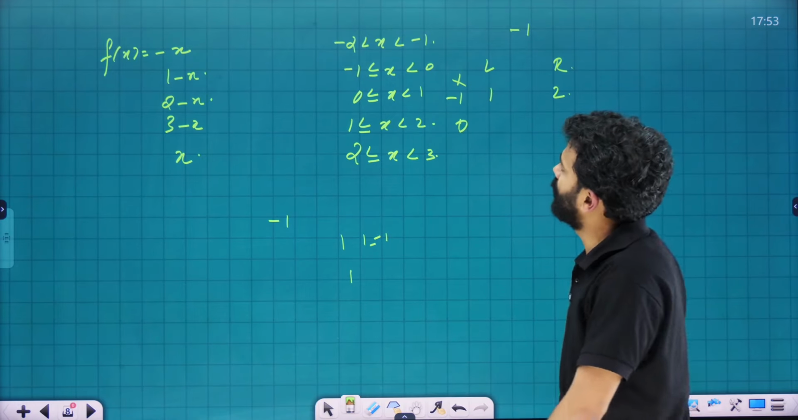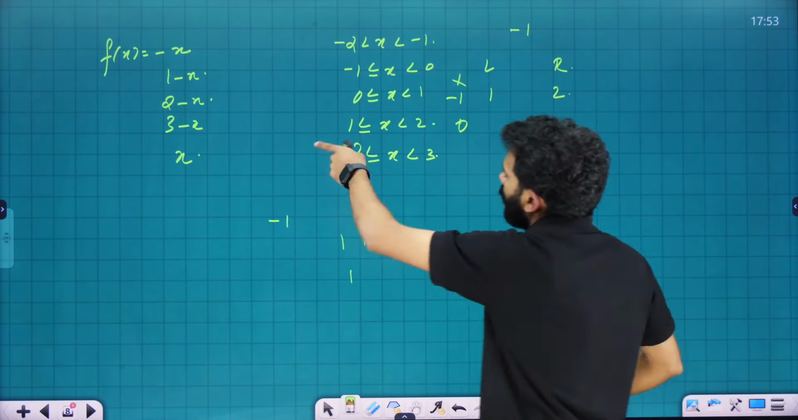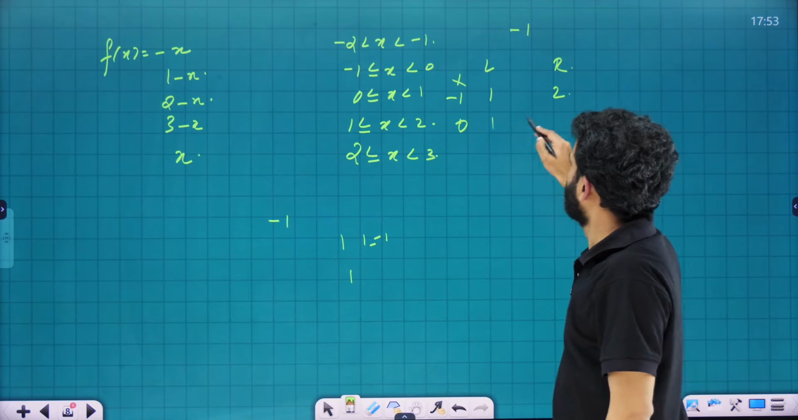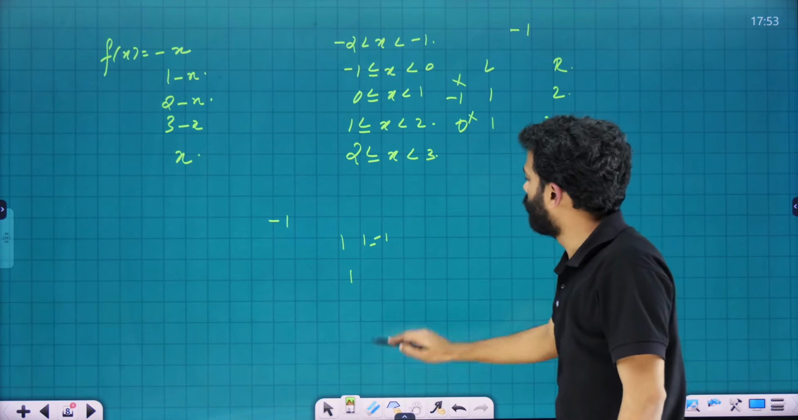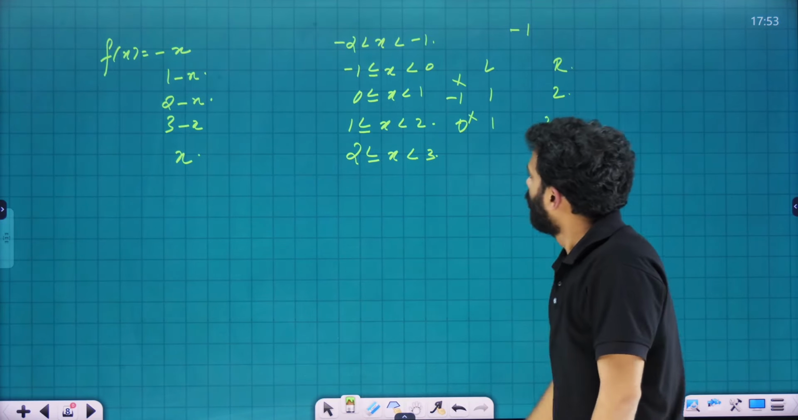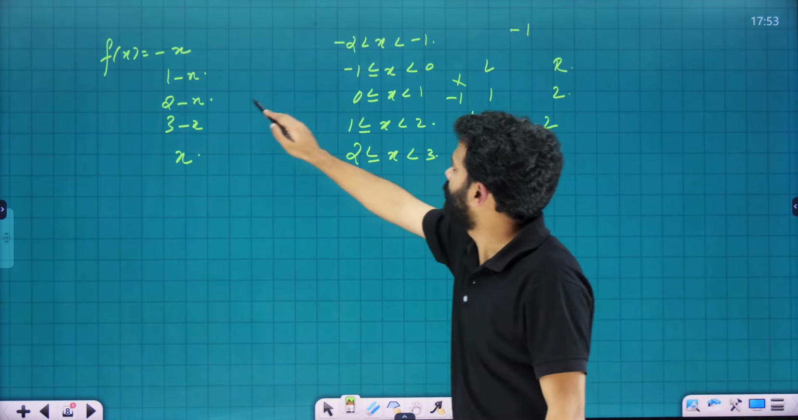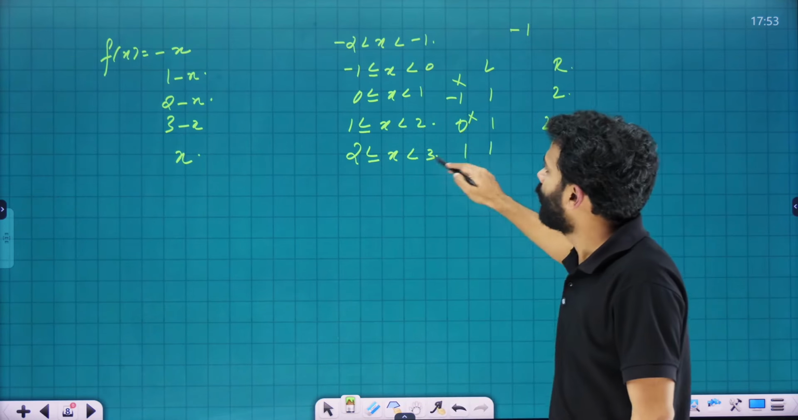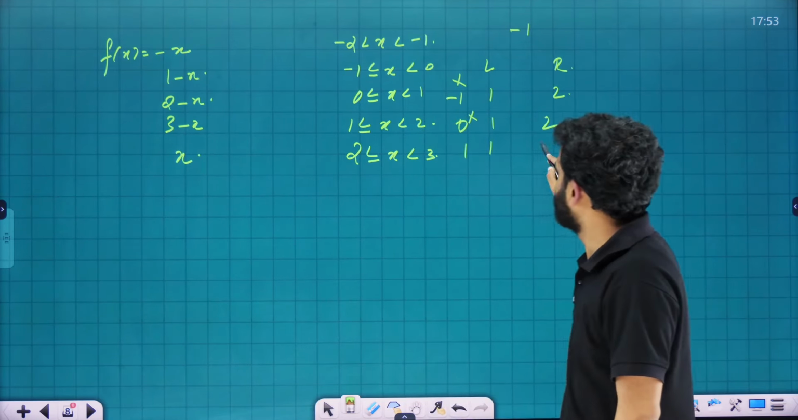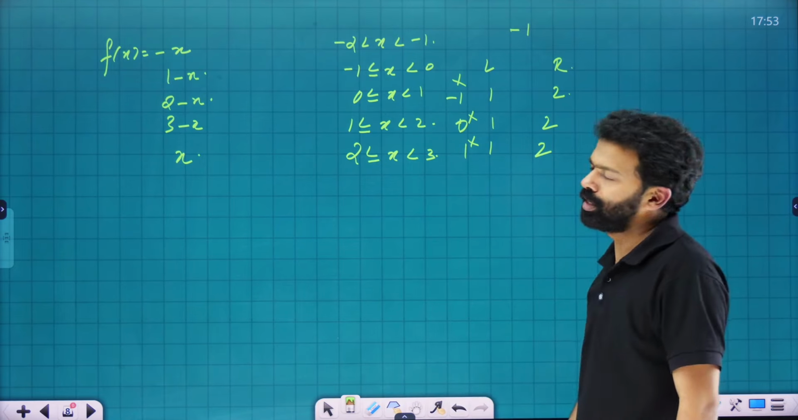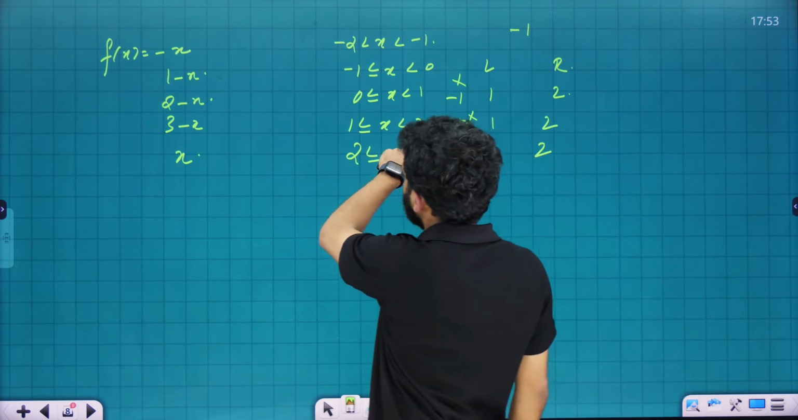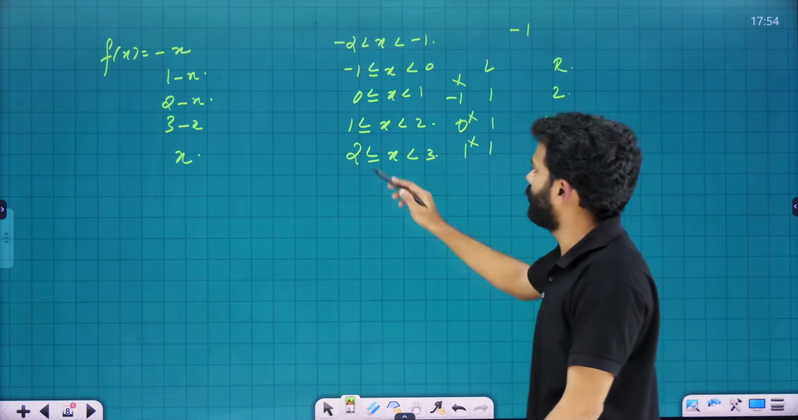And for 0, what is the left hand limit? It will be 1. And what is the right hand limit? 2. Therefore, 0 is also not continuous. Okay, next one. About 1, what is the left hand limit? Left hand limit will be 2 minus 1, that is 1. And right hand limit, that is 3 minus 1, that is 2. Therefore, 1 is also not continuous. And about 2, it will be 3 minus 2, 3 minus 2 is 1. Here it will be 2.